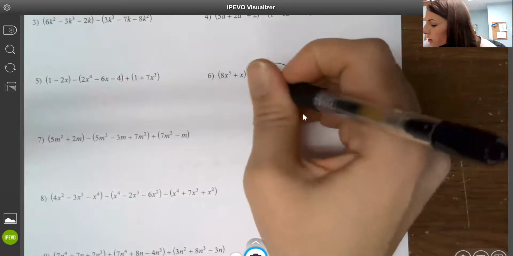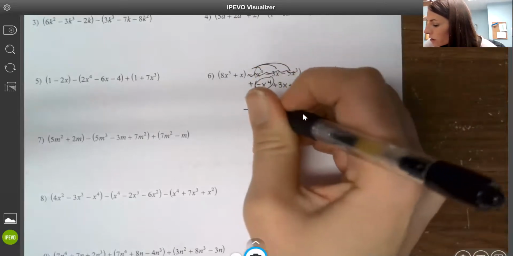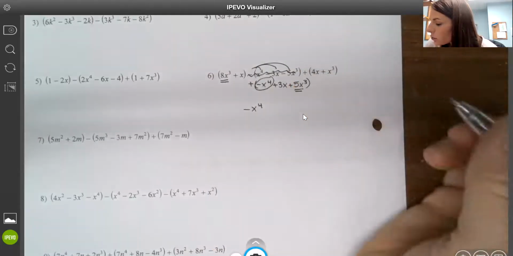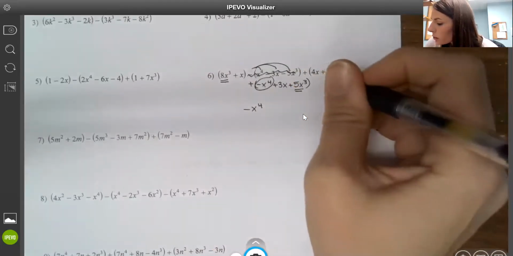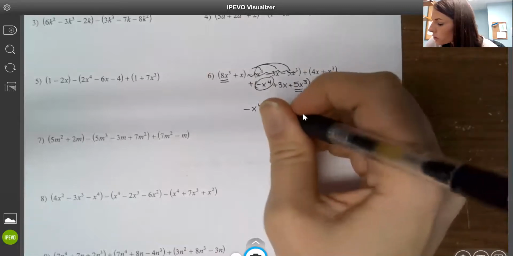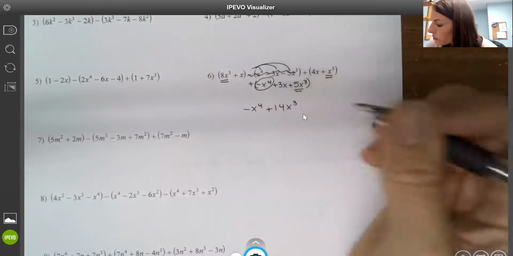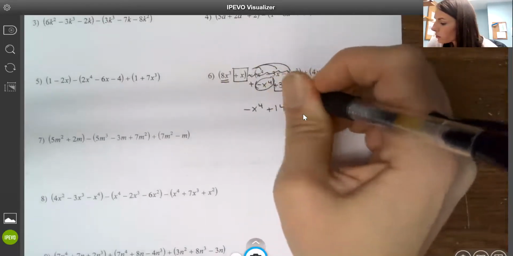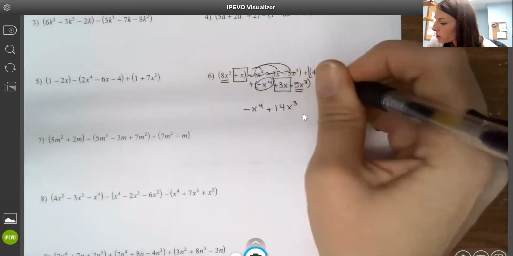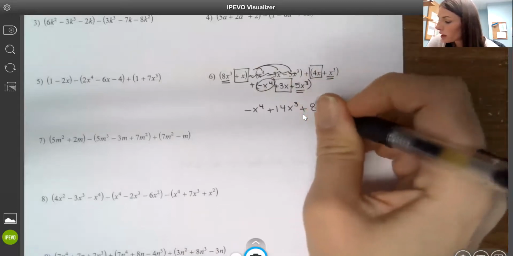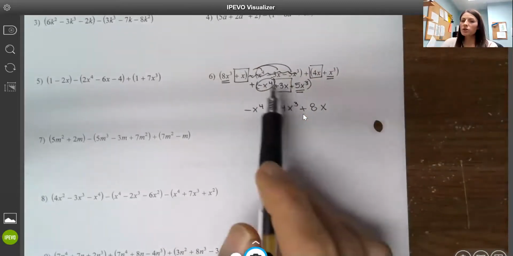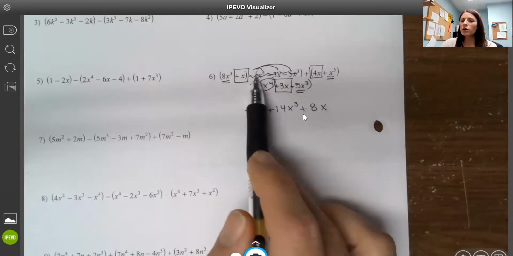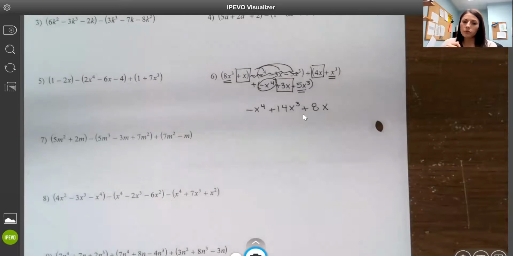So looks like I have an x to the 4th, so negative x to the 4th, that's my largest exponent. And then 8, 5 more, and 1 more here, so 14 x cubes. I don't see any x squareds. I see 3 plus 1 is 4, plus 4 more, giving me 8 x's. Okay, so same idea, but just knowing that that subtraction is only impacting, in terms of changing signs, the parenthesis directly after it.